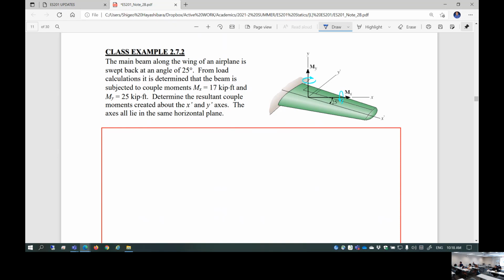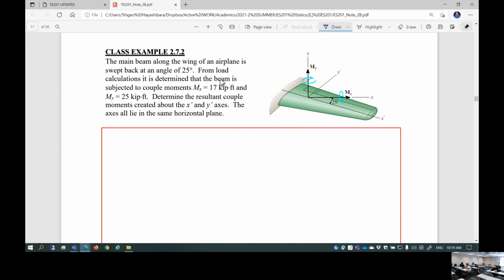So let's take a look at the next page, class example 2-72. This is one step toward actual application for an airplane. The main beam along the wing of an airplane is swept back at an angle of 25 degrees. From load calculations, it is determined that the beam is subjected to couple moments, Mx and My, 17 kip foot.